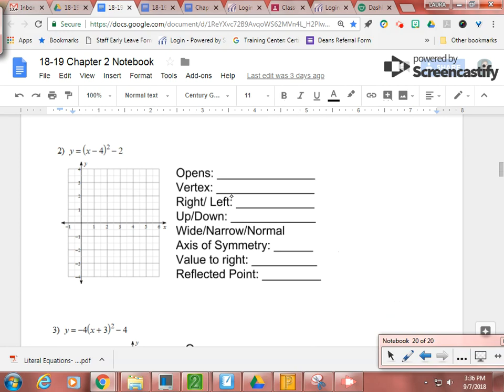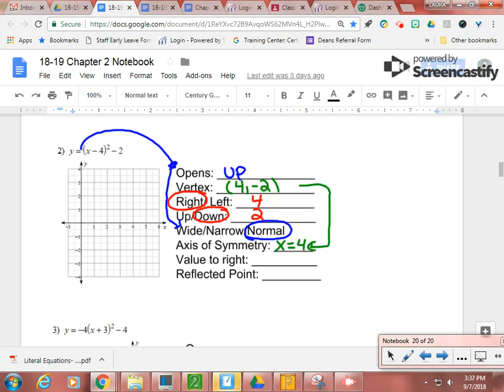Okay, same thing here. How does it open? Well, my a value out in front is an understood 1, so it's going to open up. My vertex for this is +4 and -2, because remember that it's opposite for inside opposite. It's going to move to the right 4 units because it's -4, and then it's going to move down 2 units. Wide, narrow, or normal is based on our a value in blue, and because our a value is 1, that means it's going to be normal. Our axis of symmetry is based off the vertex, so x equals 4.